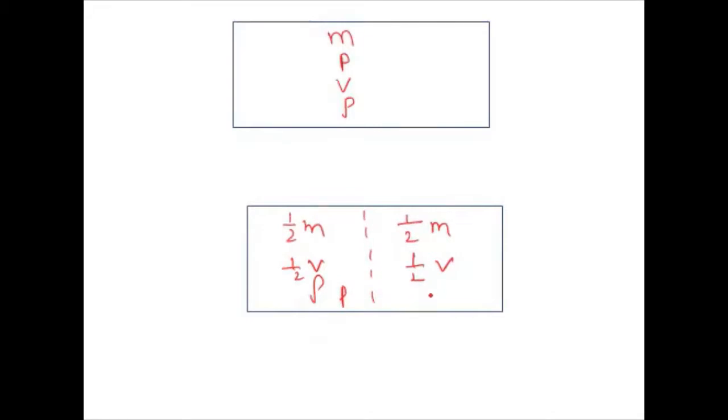And in the other half portion, we also have density rho and pressure P. So we can say that mass and volume are the extensive properties. On the other hand, density and pressure are the intensive properties. I hope that you've understood the properties of the system.